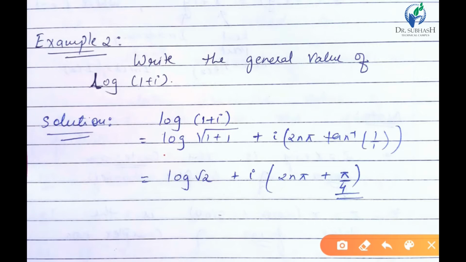Now the formula is again log of under root of x square plus y square, that is 1 plus 1, plus I 2n pi plus tan inverse, formula is y by x. So it will become 1 by 1. So this will become log root 2 plus I 2n pi plus tan inverse 1 by 1 will become pi by 4. Okay. So in this way we can find the values of the logarithm of complex numbers.